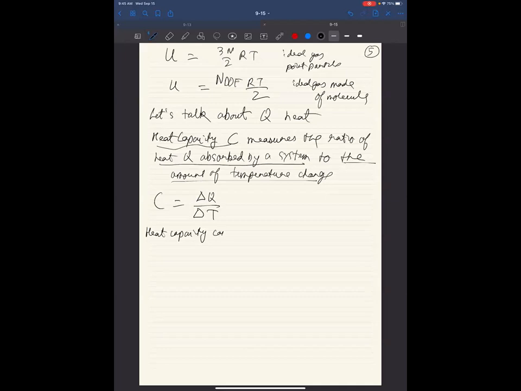So heat capacity can be measured under constant volume, in which case it is written as C subscript V. I wrote it as a small v, you could write it as a capital V, it doesn't really matter. And this is defined most rigorously as change in delta Q divided by change in temperature at constant V.